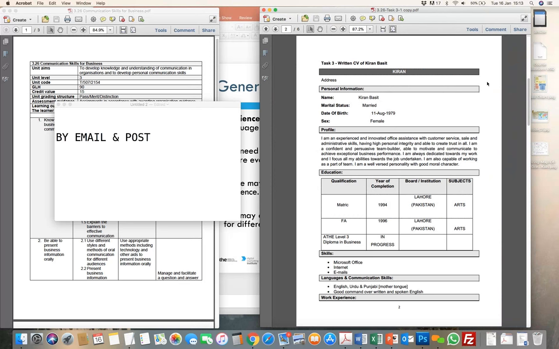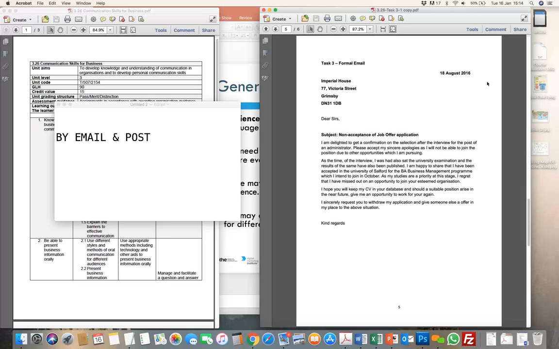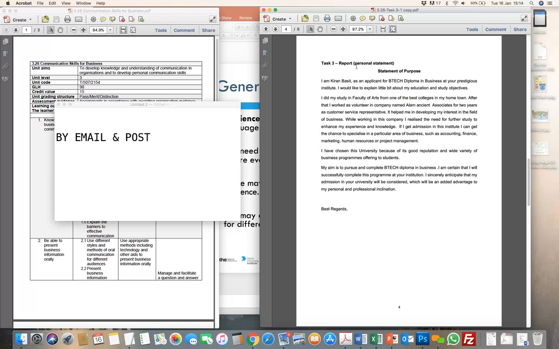So maybe the CV could be your CV, and the report could be a personal statement, like one a student writes to take admission into a course or join the university. Basically, what you have to do is a report. That report could be a press release, or a statement of purpose, something related to an event that you have.